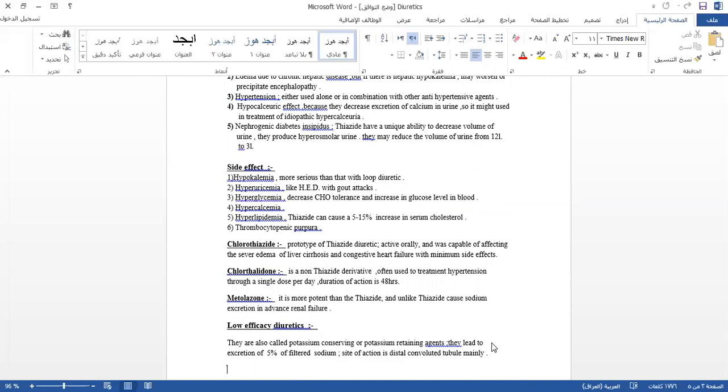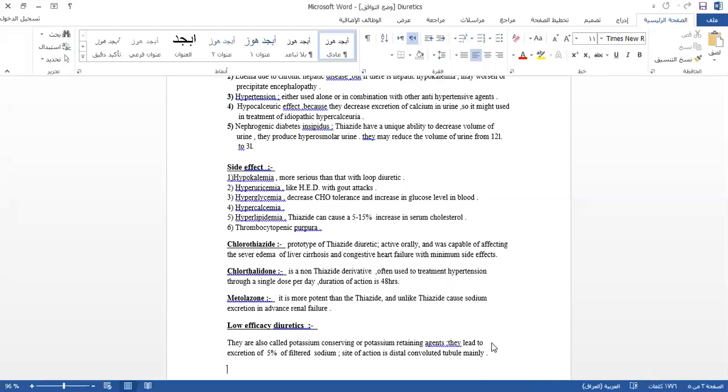Hyperglycemia, due to decreased carbohydrate tolerance and an increase in the glucose level in the blood. Hypercalcemia, due to decreased calcium secretion in urine. Hyperlipidemia, because thiazide can cause a 5 to 15% increase in serum cholesterol in patients using thiazide drugs. Also thrombocytopenic purpura and other hypersensitivity reactions. So there is hyperuricemia, hyperglycemia, hypercalcemia, hyperlipidemia with hypokalemia and thrombocytopenic purpura.